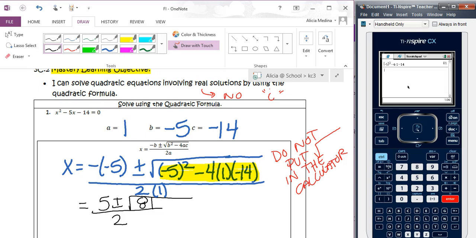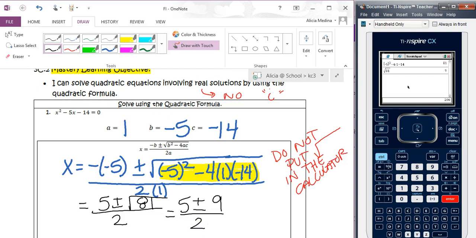Now, always check to see if we can take the square root of that. Can I take the square root of 81? Well, press the square root of 81. We should know that is a perfect square already, which is equal to 9. So this is going to equal 5 plus or minus the square root of 81, which is 9, still all over 2.